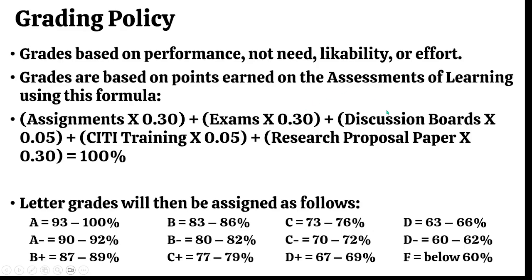The discussion boards are 5%. The city training is going to be 5%. And the research proposal paper is 30. So 30 and 30 is 60, plus 30 is 90, plus 5 and 5 make 100. Down here you can see the standard letter grades as approved by UHCL. This is in the syllabus if you want to refer back to it.